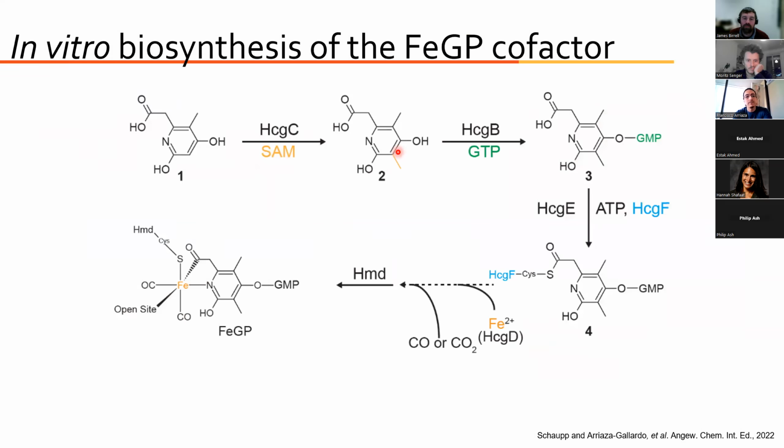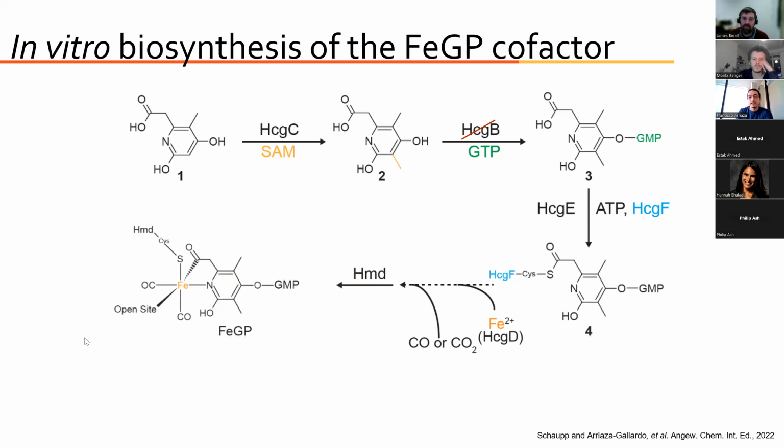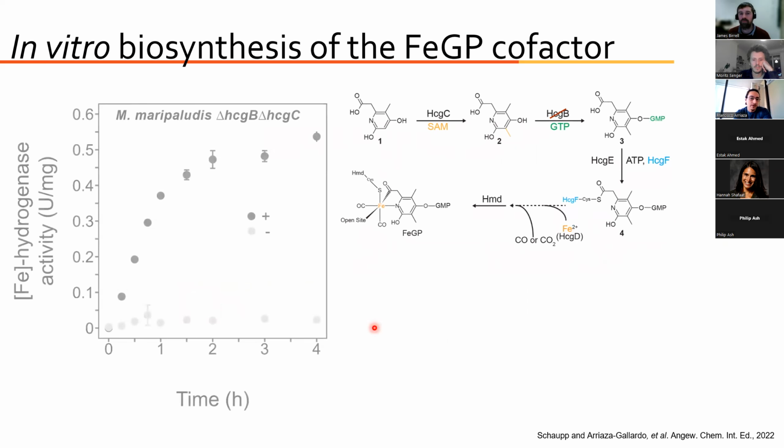So in our lab, we developed an in vitro biosynthesis assay for the iron-guanylylpyridinol cofactor. In this, we use a methanogen that has the hcgB gene deleted. Therefore, this cell cannot produce precursor 3. And all of the other later steps are then halted, and there's no iron-guanylylpyridinol cofactor. This strain doesn't have any HMD activity. However, we can feed back the purified precursor 3 and recover the HMD activity in a tube containing cell extract and some other compounds. And that's exactly what we did.